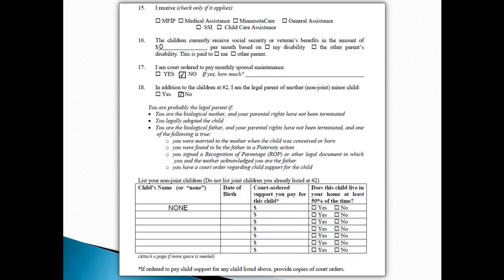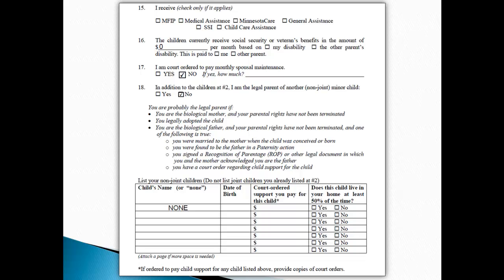If you receive public assistance, be sure to check any and all sources of public assistance that you receive in question 15. If you have applied for but do not actually receive any public assistance, do not check a box. If your child or children currently receive Social Security or Veterans benefits, be sure to include that amount in question 16. If there are no benefits, write in 0.